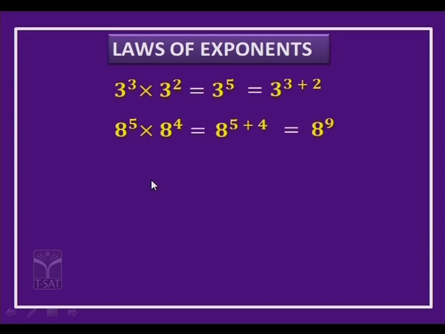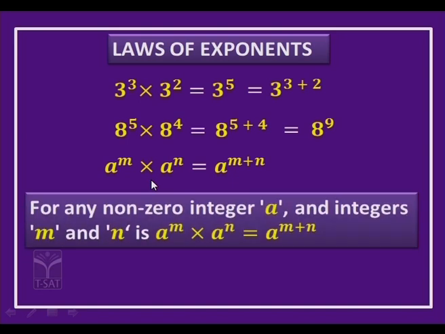So, this is true for all such type of exponents, children. So, if I have 8 to the power of m into 8 to the power of n, now can you guess, children, what do we get? Yes, absolutely right. It is 8 to the power of m plus n. Now, this is our first law of exponent, which states for any non-zero integer a, and whereas m and n are integers, then a to the power of m into a to the power of n is equal to a to the power of m plus n.